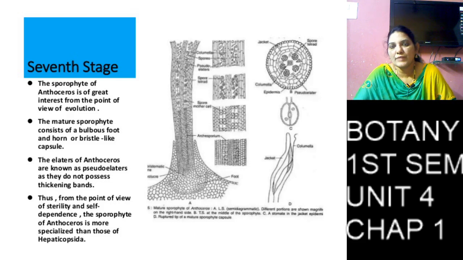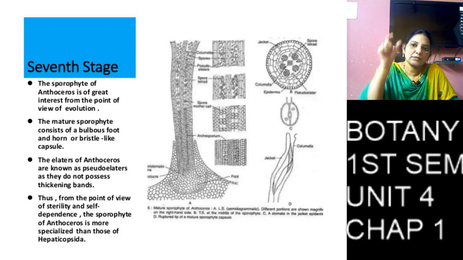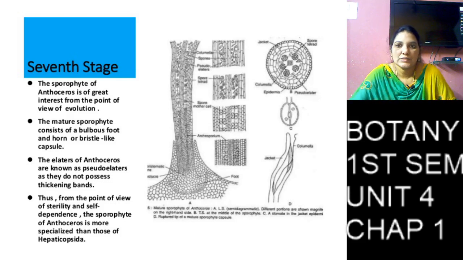So the sporophyte continuously grows over a long period, and the sporophyte forms a long elongated structure. This type of sporophyte belongs to the Anthoceros thallus. Anthoceros plants are called hornworts. Here the second part is the meristematic tissue and the third part is the capsule. Here is the evolution of the sporophyte.